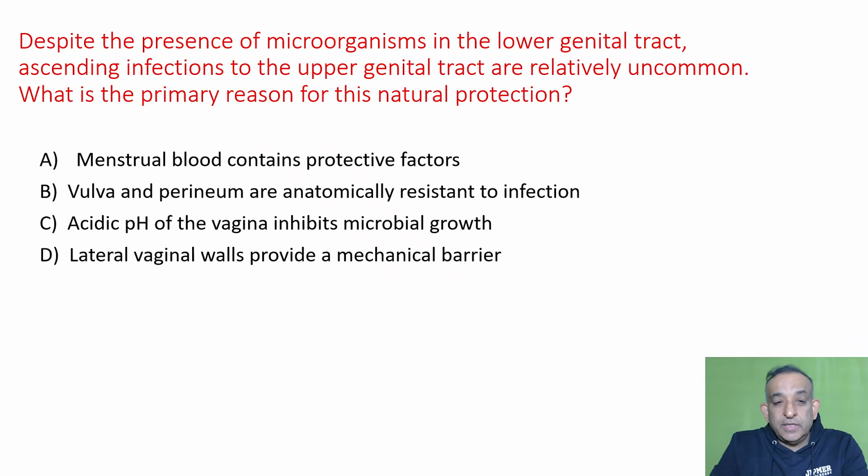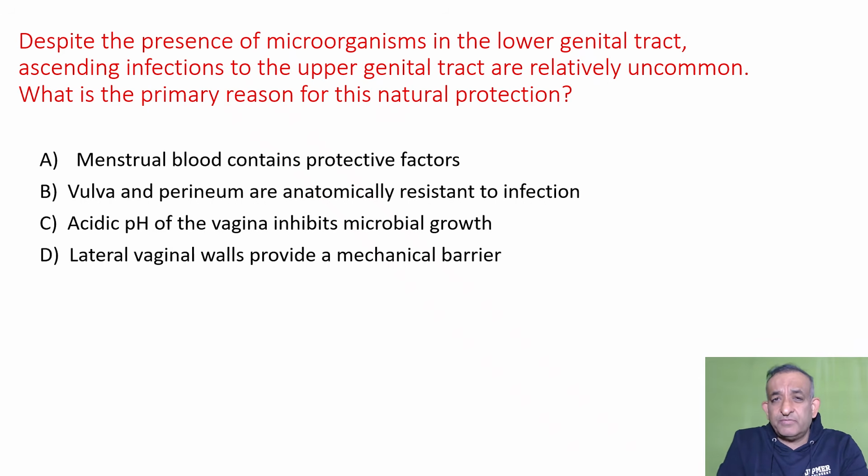Now, an interesting question. Despite the presence of microorganisms in the lower genital tract, ascending infection to the upper genital tract is relatively uncommon. What is the primary reason for this natural protection? Some students sent me this question in a different way, saying that the vagina is anatomically very close to the anus. Why don't women have too much vaginitis because of the fecal infection? So, the answer to both these scenarios is the same.